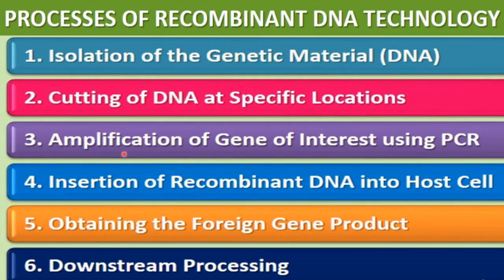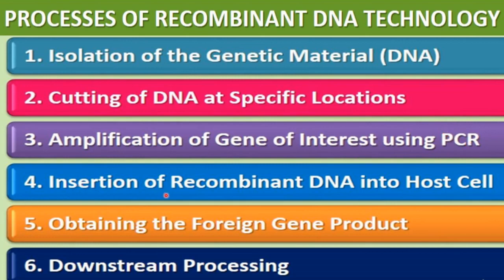After that we need to amplify it, because if we have isolated the DNA and separated the desired segment by cutting, we need to amplify that desired gene by using some technique. So the third process is amplification of the gene of interest using PCR. PCR is polymerase chain reaction.